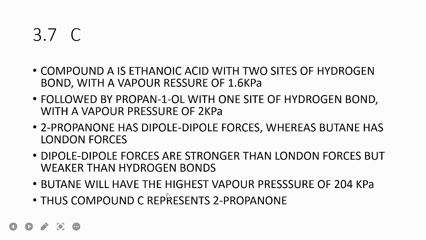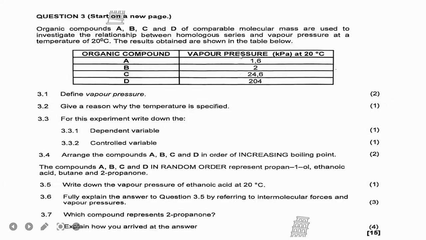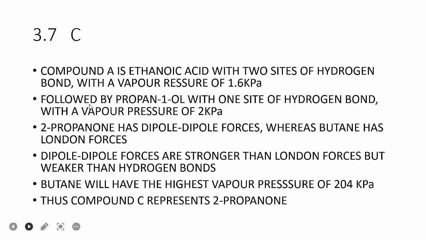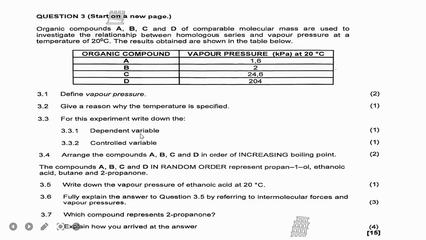Thus, compound C represents 2-propanone, right? Because if we say the 1.6 kilopascals is for the ethanoic acid and the 2 for the alcohol, then this one is for the butane. Then it's obvious that compound C has to be 2-propanone. Right. So that's how we were just supposed to tackle this question, guys, for a total of 15 marks.